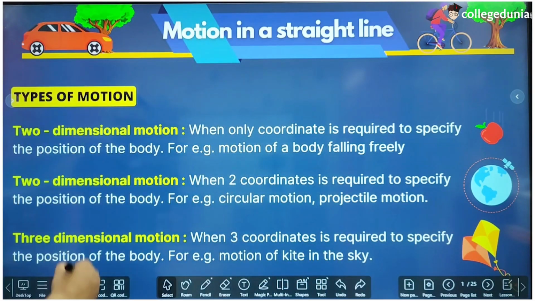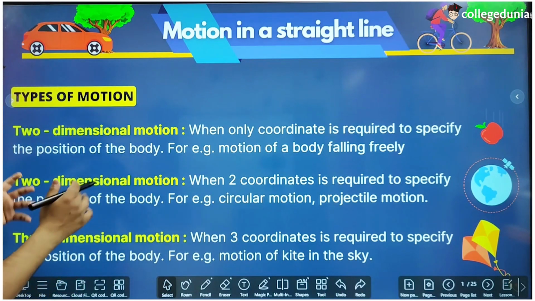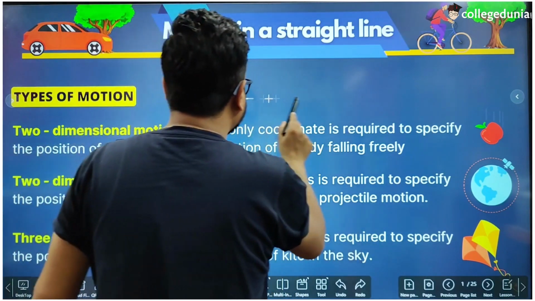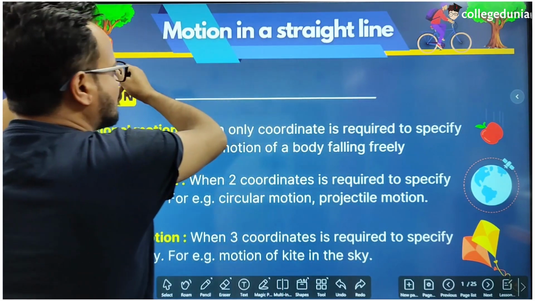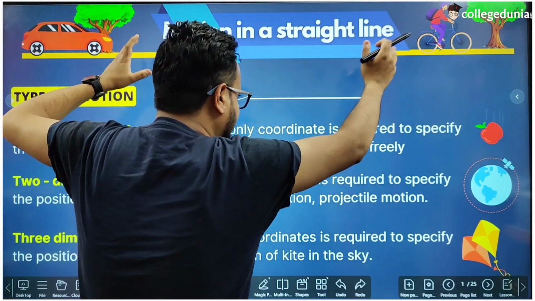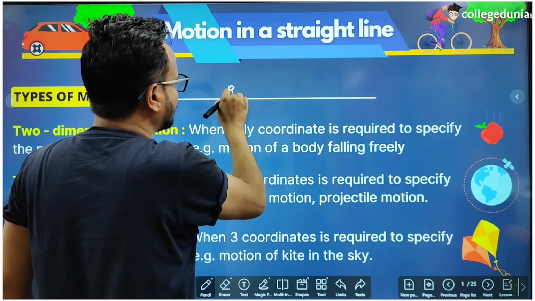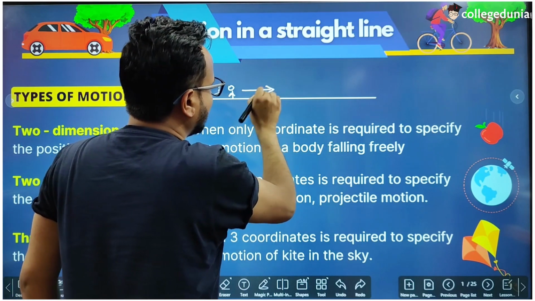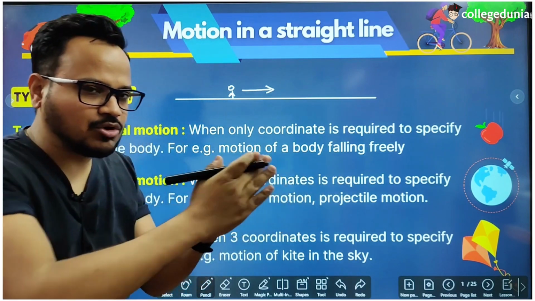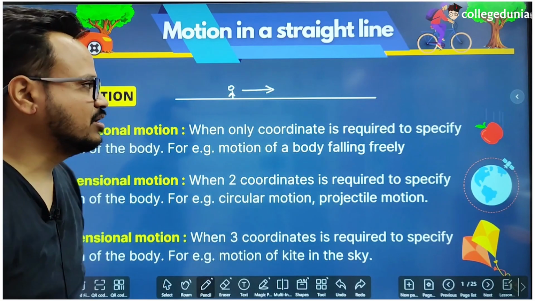Okay, so let's start. First we will discuss the types of motion. There is one-dimensional motion, two-dimensional motion, three-dimensional motion. Suppose a body is moving in a straight line. This is a road. A car is moving in a straight line. A bicycle is moving in a straight line. So this is a road like this and a body is moving on this road. This is a body. Suppose this is a person which is moving in a straight line on this road. Exactly straight line. He is not turning towards right or left or not taking the slightest of the turns. He is moving just in a straight line, right?